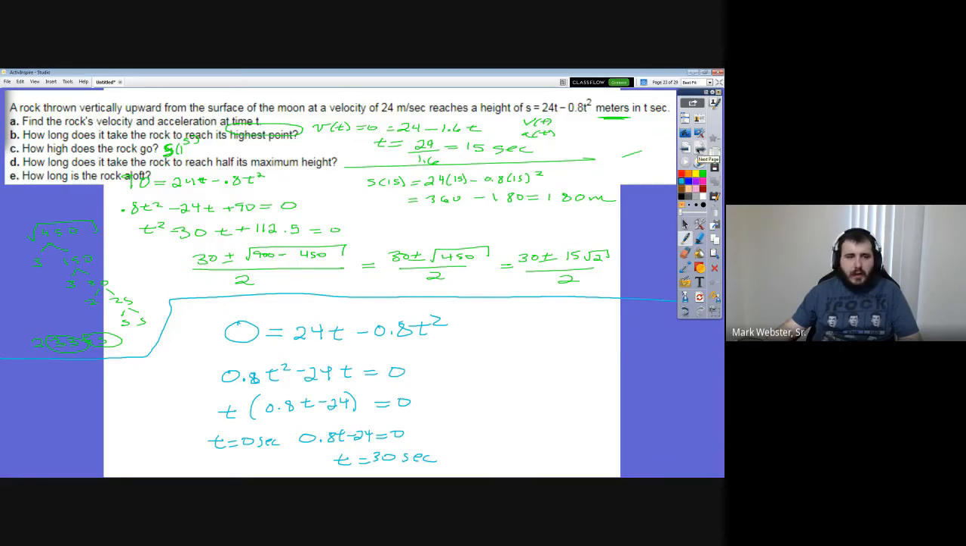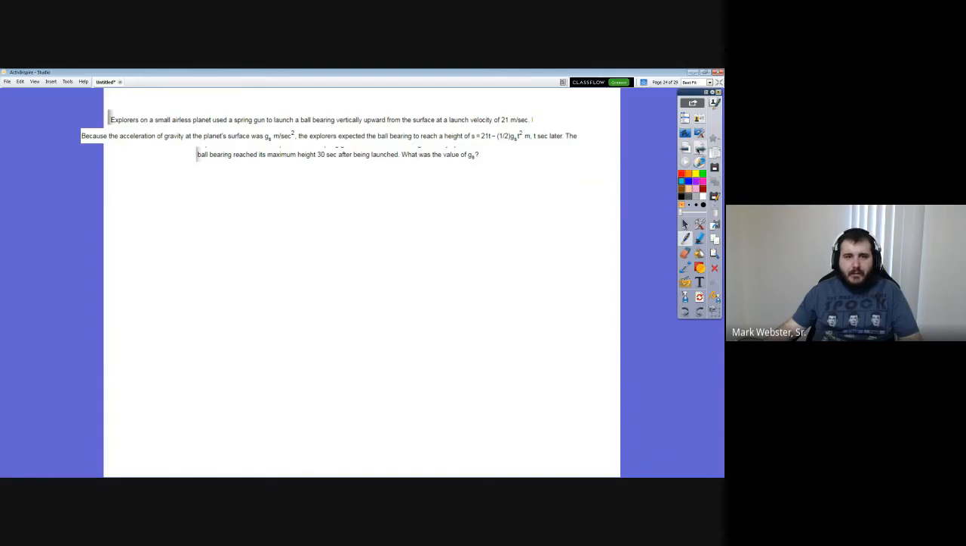Let's see if we can find more keywords. Oh, here they're asking you to find the gravitational constant of the surface. And they tell you that the launch velocity was 21 meters per second. So, okay, here's all the key information. You read this. Launch velocity. That means at t equals zero, velocity is 21 meters per second.